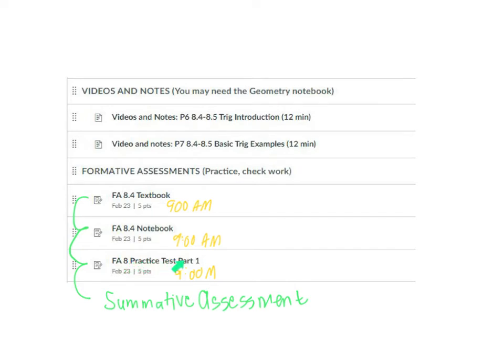So we will be reviewing sections 8.1, 8.2, and 8.3 because next week we will have a summative assessment that not only includes our material about trig functions, but also those items found in the beginning part of chapter 8. So this practice test does come out of your notebook, and there's more details in the directions for there.